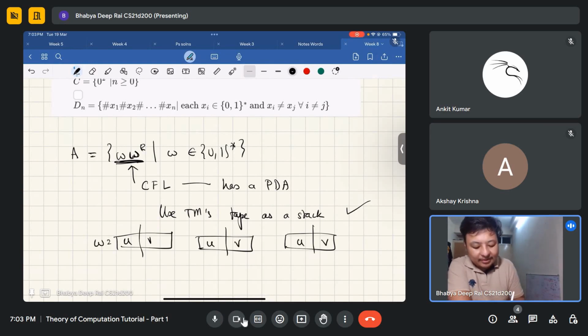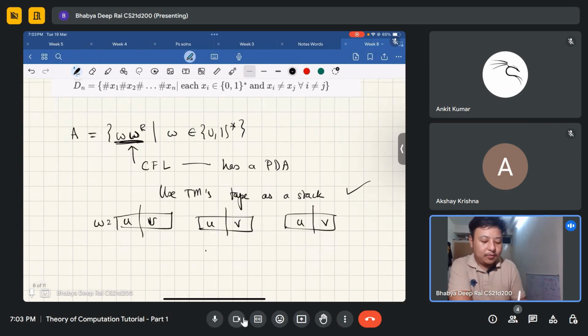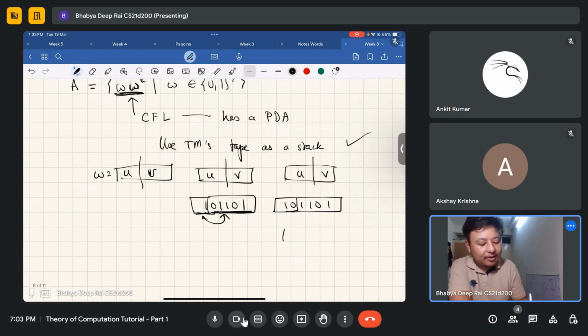Okay, try all possible splits. For example, something like 101, 101. Try this split first, and check whether the reverse of this is equal to this. Next, check 101, 101. Next split would be this, and check. It will say no. Next split would be 101, 101. At this point, reverse is same, so you say yes.